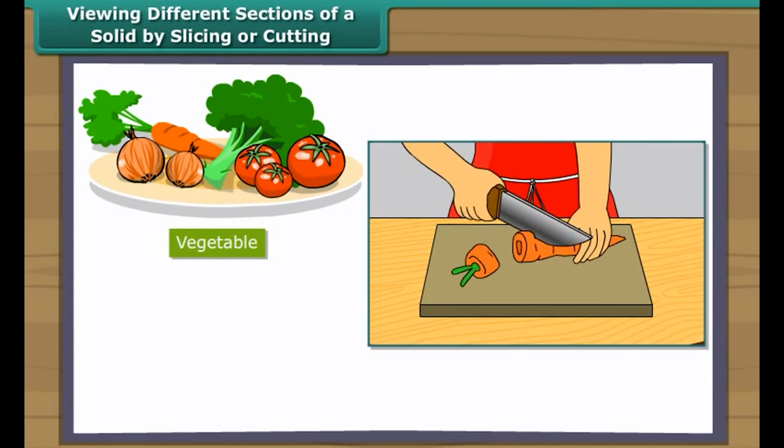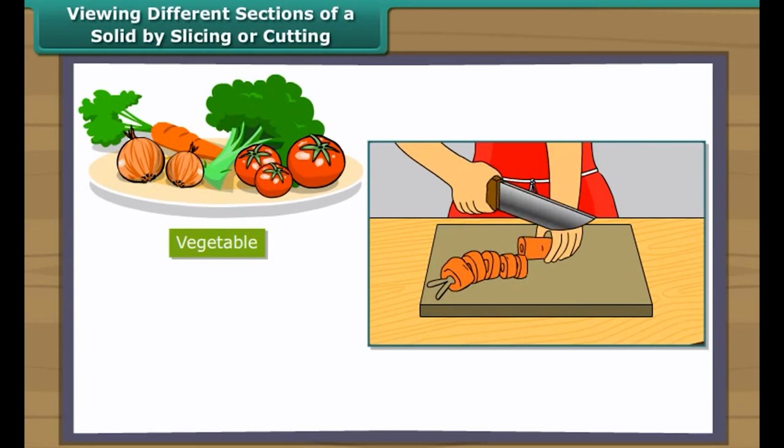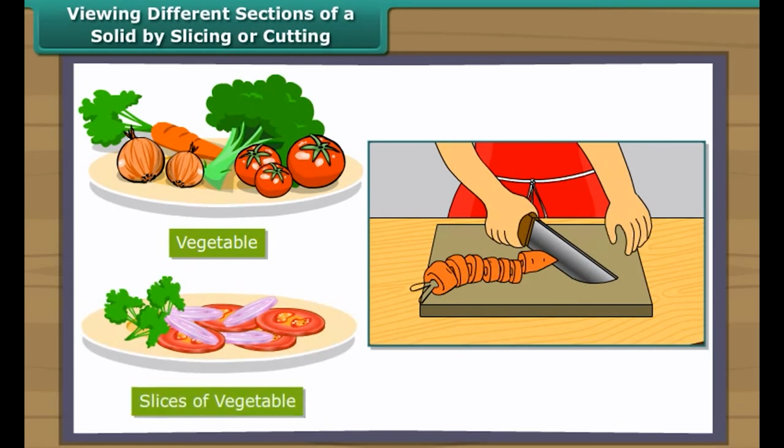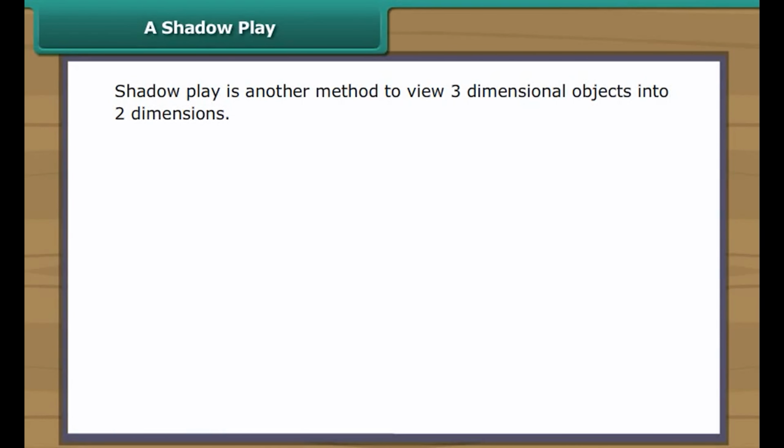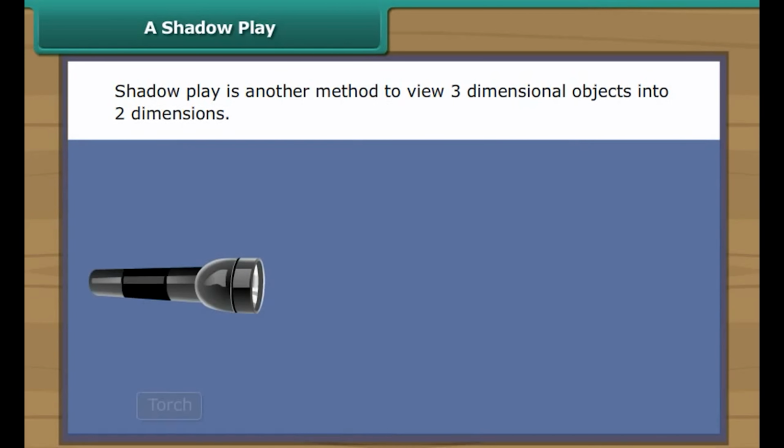You must have visited the kitchen, and many a time you have seen vegetable cutting. After cutting the vegetables, they take different shapes. A shadow play. We have another game to play that we call shadow play. It is another method to view three-dimensional objects in two dimensions. Let us see some of the objects through this method.